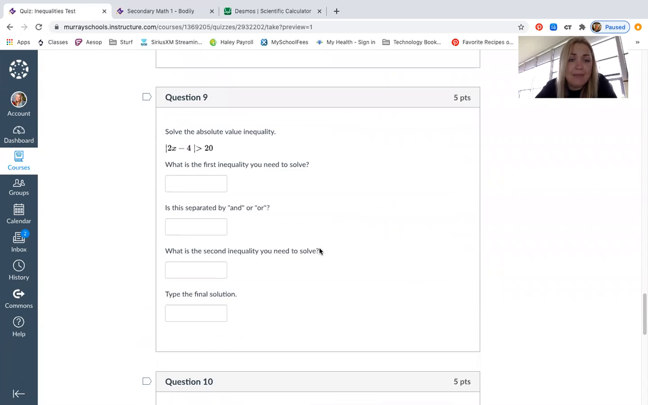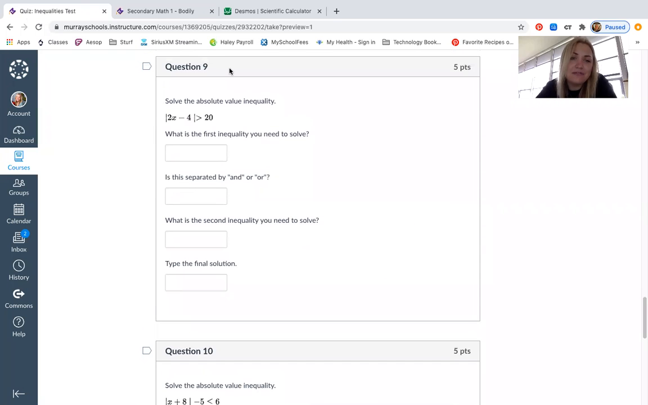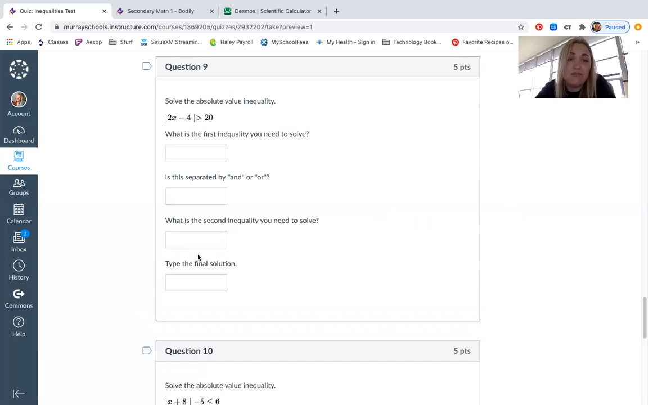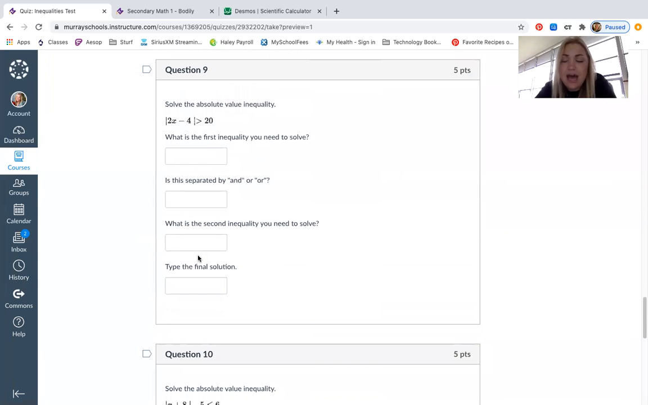Okay, number 9, yay, solving absolute value inequalities. Remember, when you have an inequality like this, your first job is to see, is there anything I need to get rid of? Now on this problem, it's just the 2x minus 4 in absolute values. But on question number 10, it's x plus 8 and then the subtracting 5. So we'd have to get rid of that subtracting 5 before we can split this inequality. However, on number 9, there is nothing outside those absolute values.